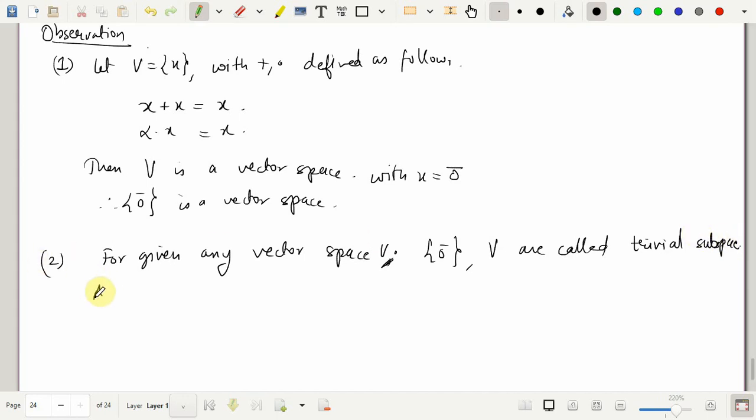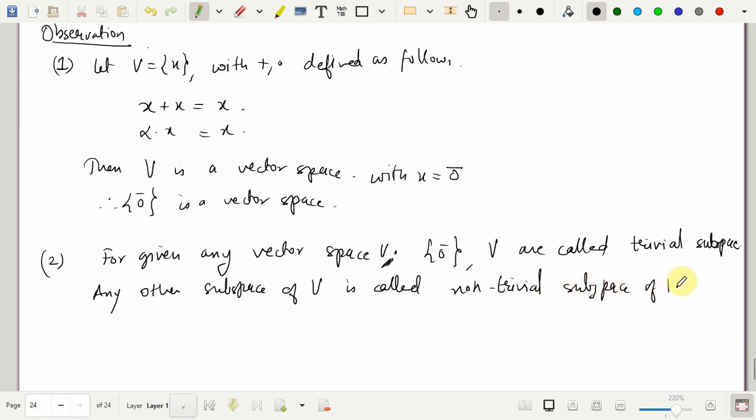And any other subspace of V is called a non-trivial subspace of V. So in general we will be interested in finding the non-trivial subspaces of V.